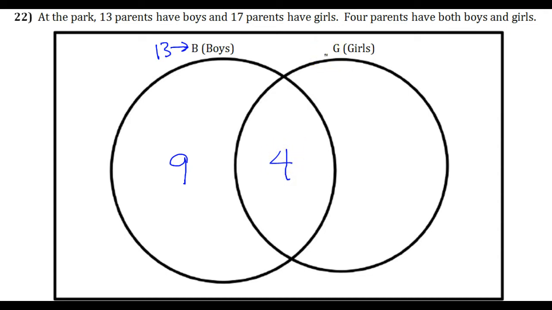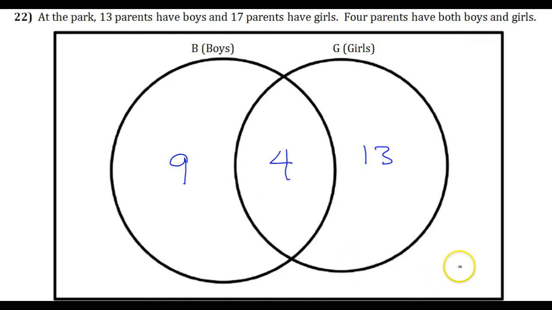Similarly, let's see, 17 parents have girls. So that should be the total of the girls' circle. 4 of them have boys too, but they're already recorded on the diagram. So that leaves 13 more parents who only have girls and no boys. So 13 parents only have girls, plus 4 parents that have girls and boys, for a total of 17 parents that have girls. Okay, so that's the setup.